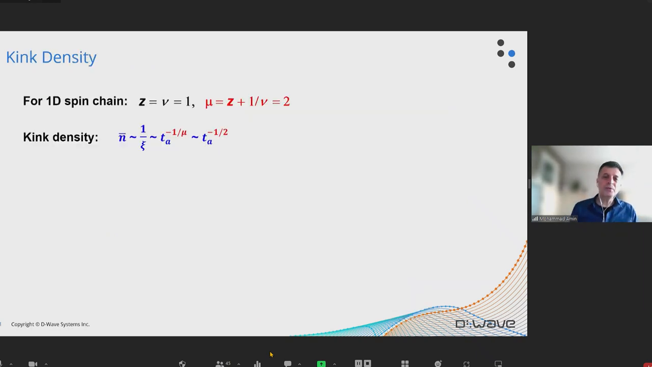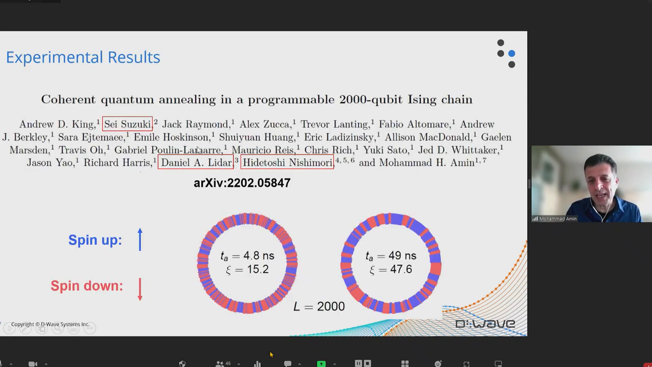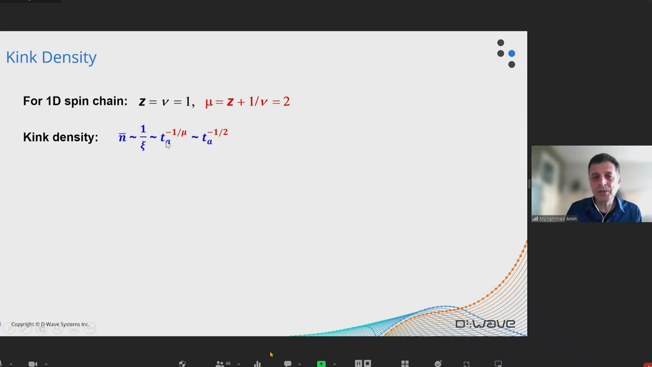If you go back to the formula I showed you before, that kink density is 1 over the correlation length, and correlation length goes as annealing time to the power of 1 minus 1 over mu, the Kibble-Zurek. These exponents, Z and nu, are known for the 1D quantum spin chain, and they're both 1. If I put 1 into this equation, I get 2, and then I get a square root 2. So this square root that I showed here is exactly what you would expect using knowledge of critical phenomena. But you could do it differently.